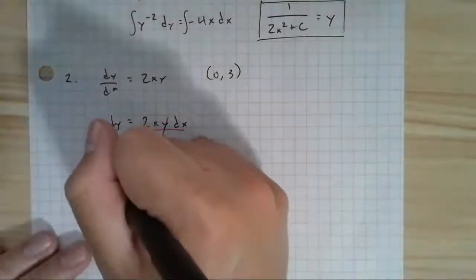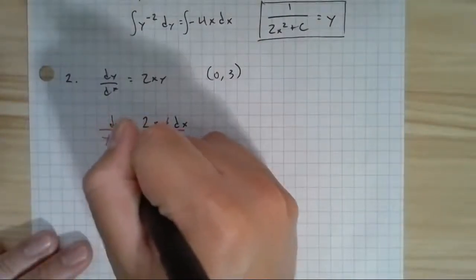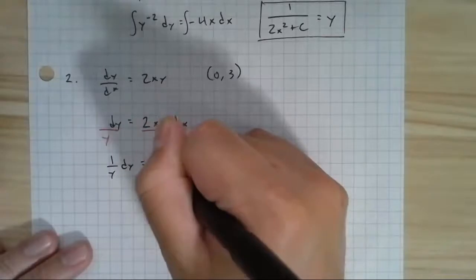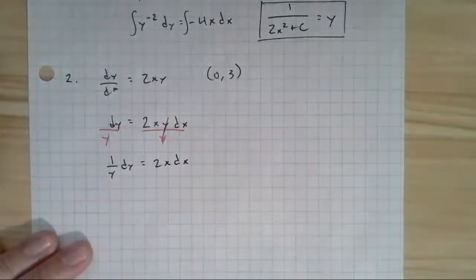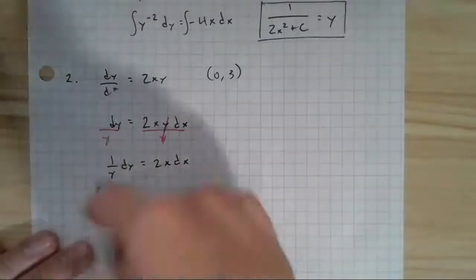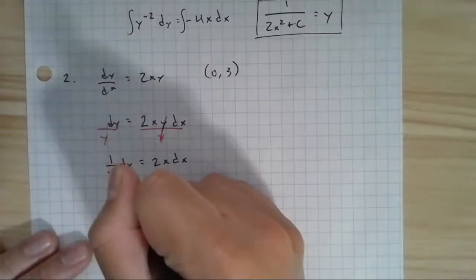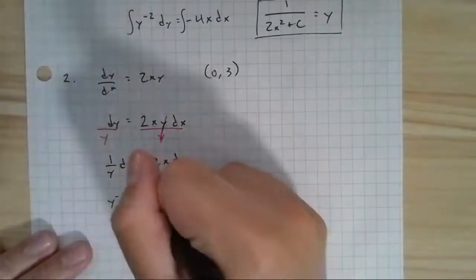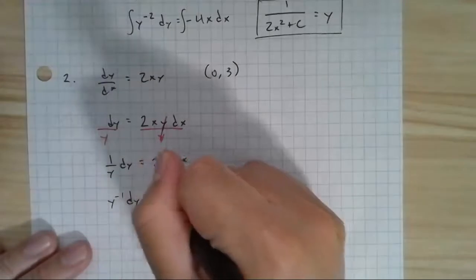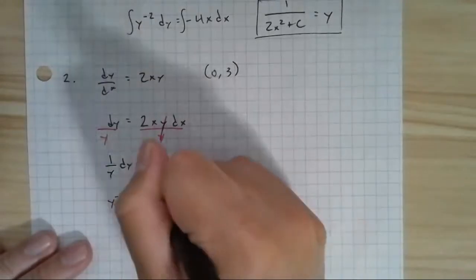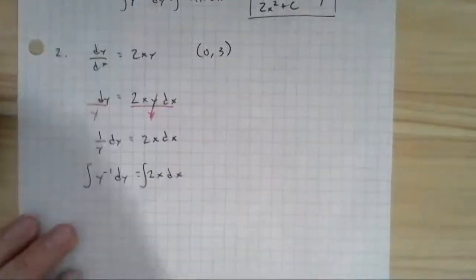So I should have 1 over y dy is equal to 2x dx. This 1 over y, I can use the negative exponent rule to write that as y to the negative 1 dy is equal to 2x dx. And now I can integrate.